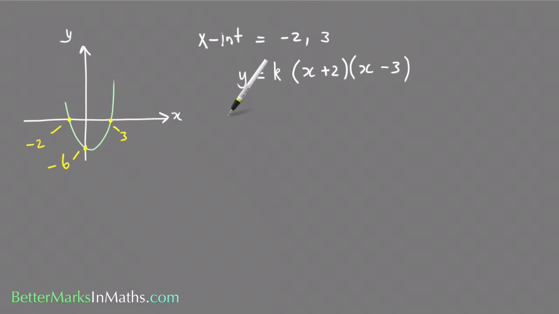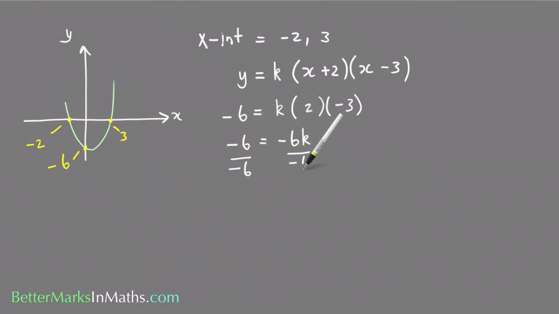So the y-intercept is equal to minus 6, and that happens when x is 0. So replace all of the x's in here with zeros, and you end up with k times 2 times minus 3, and then minus 6 equals, and that equals minus 6 times k, which is minus 6k. So minus 6 is minus 6 times something, so the something has to equal 1. Or the other way of doing it is just divide both sides by minus 6, and you end up with 1 is equal to k.